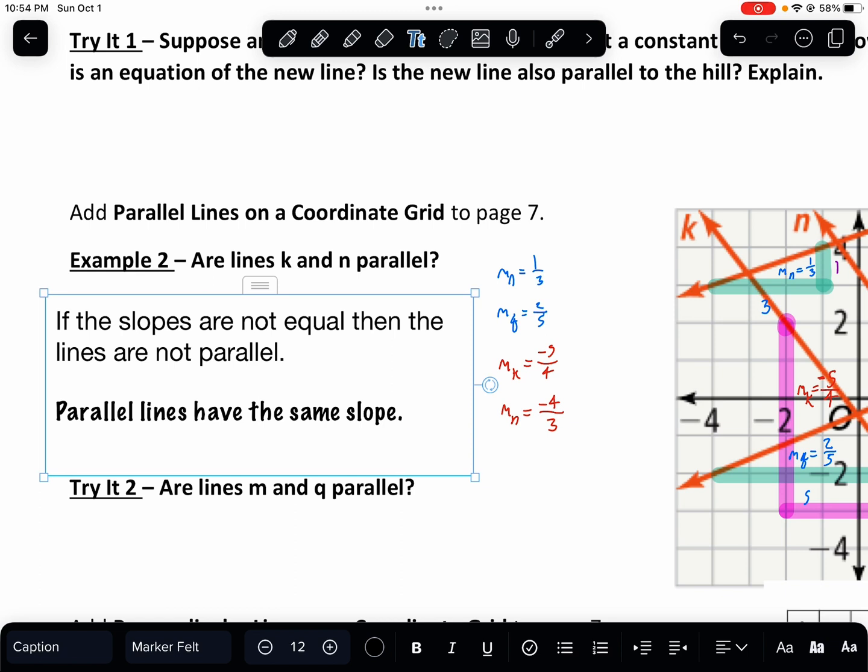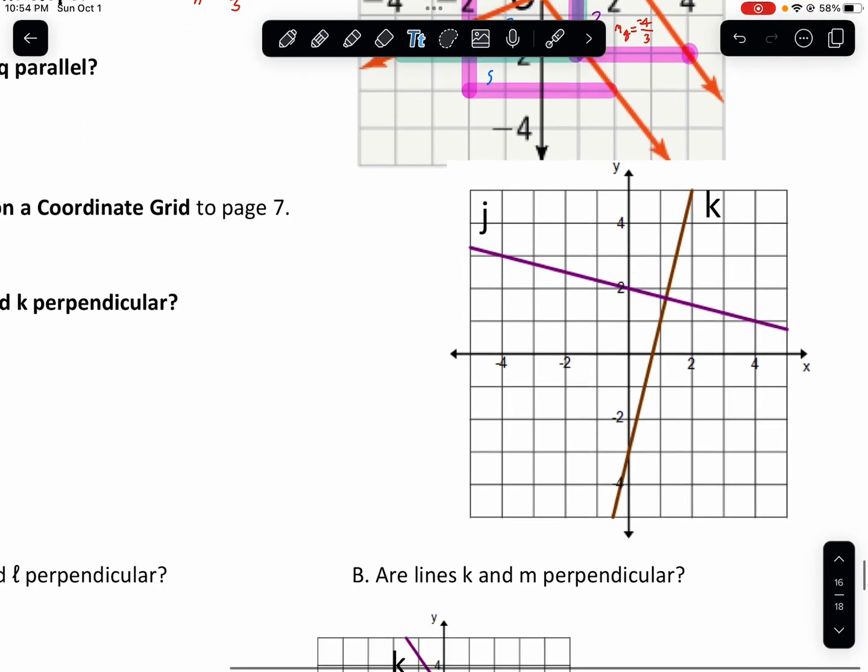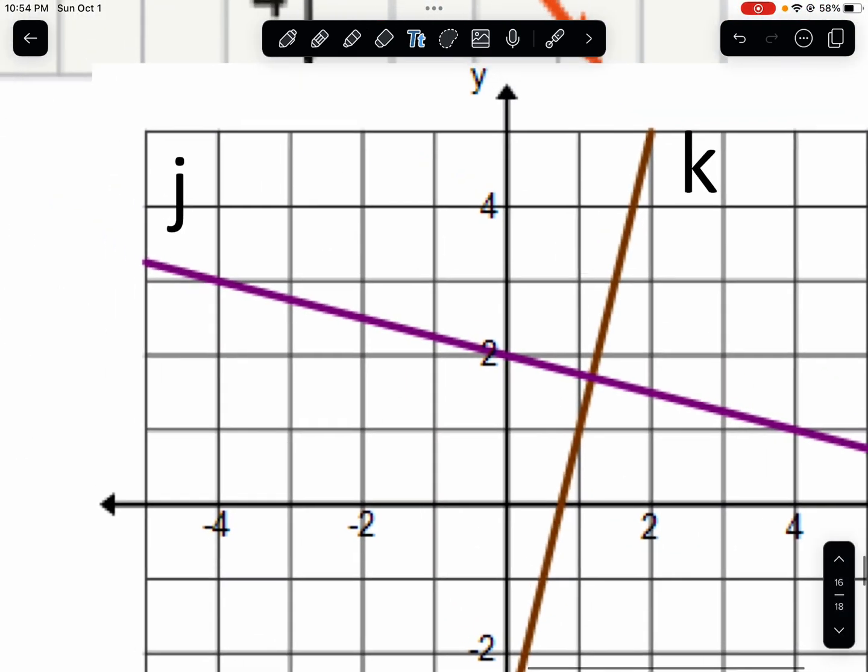Okay? That is a big deal. Make sure you remember that. All right. With that statement taken care of, parallel lines having the same slope, what about perpendicular lines? What kind of slopes do they have?